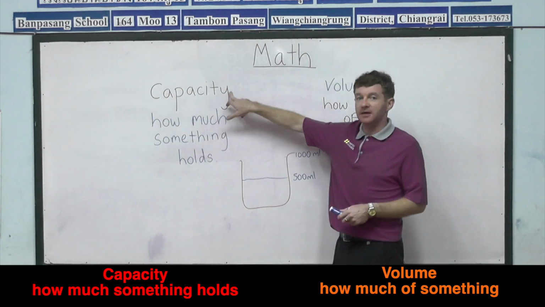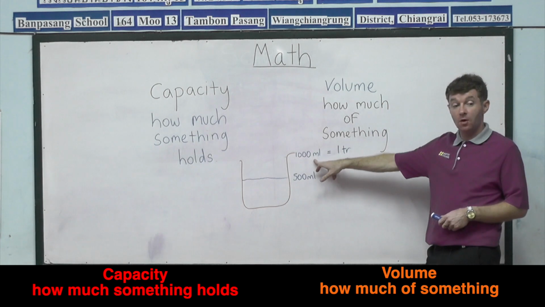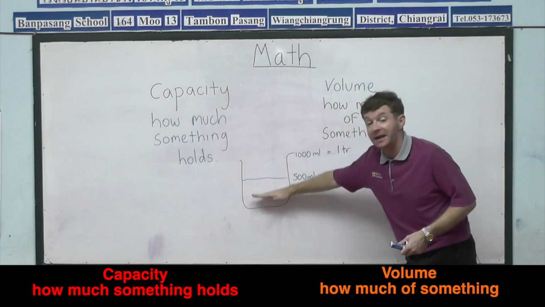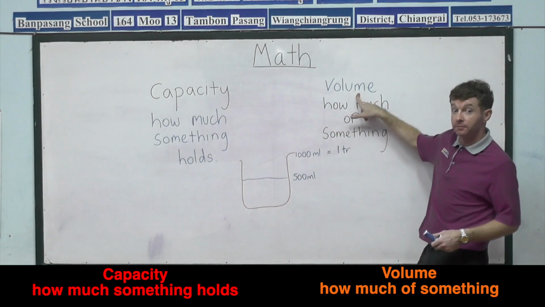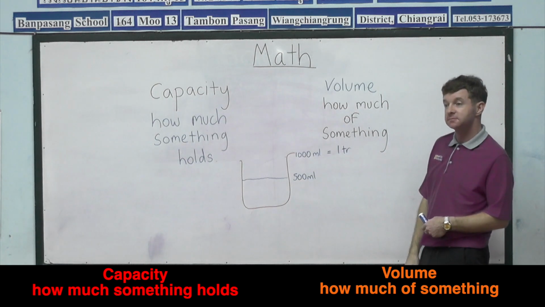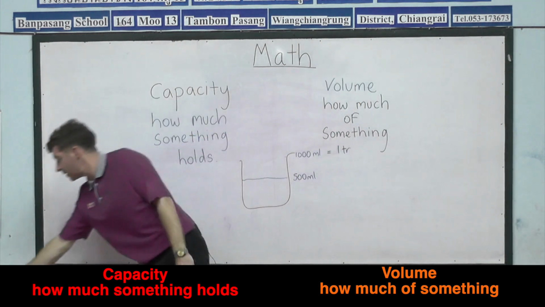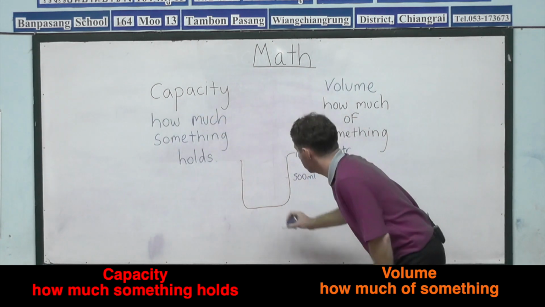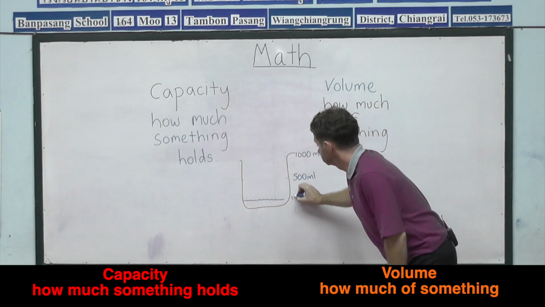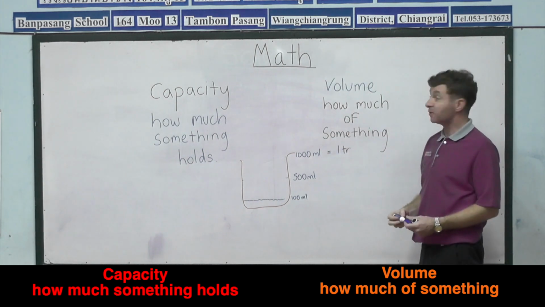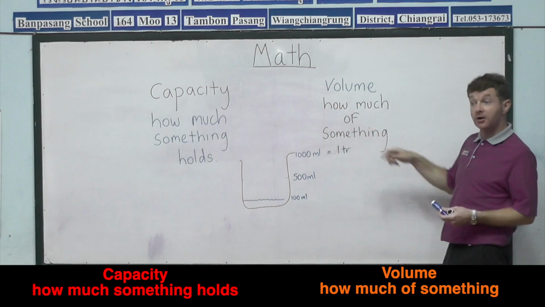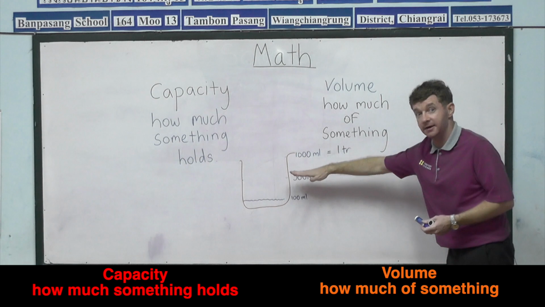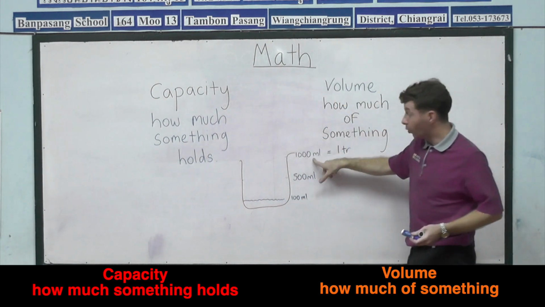So you understand the capacity will not change. Capacity is 1,000 milliliters, or we can say 1 liter. But depending on the amount of liquid, the volume will change. How much is the volume here? 500 milliliters. Okay, and say one final example. How about if I empty out some more water? How about if the water now is around here? You see? The volume, how much of something. The volume will change depending on the amount of liquid in the container. But the capacity always stays the same.